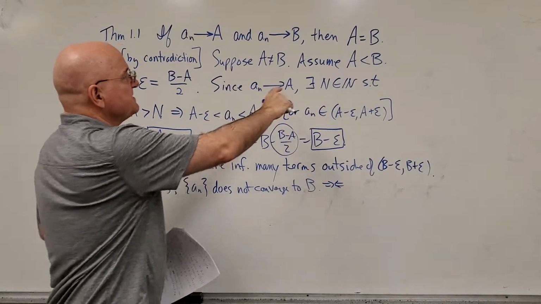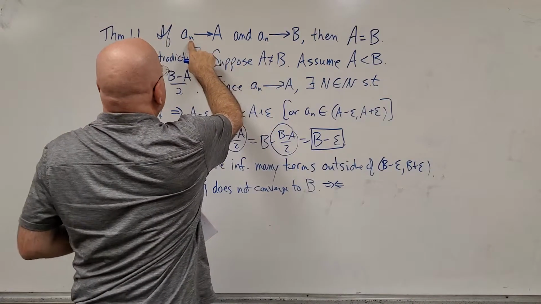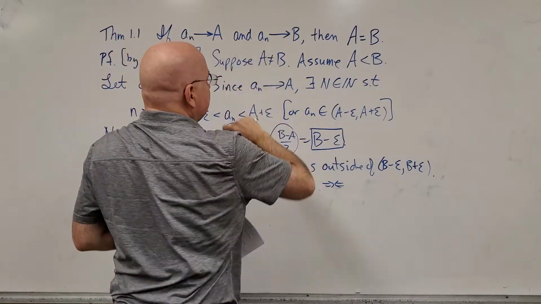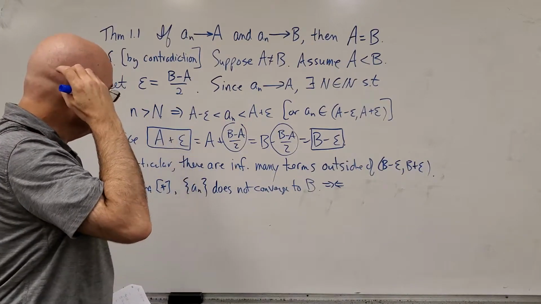So this actually is a proof by contrapositive. We showed that if this is false, then this is false. The part that says a_n converges to A and it converges to B, we just showed it doesn't converge to B. So the left-hand side is false.